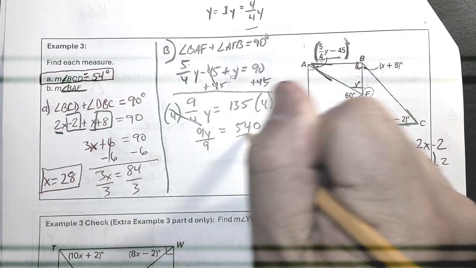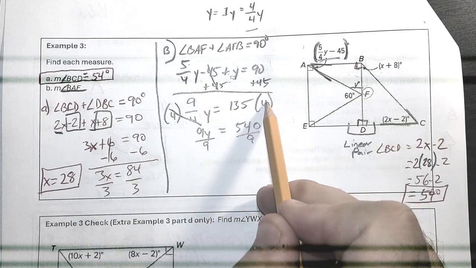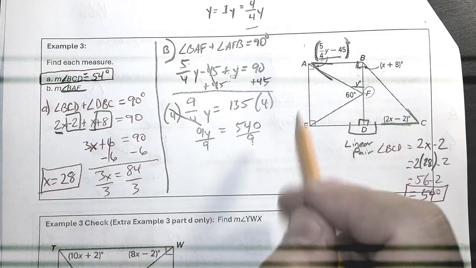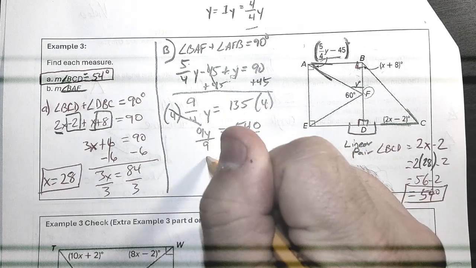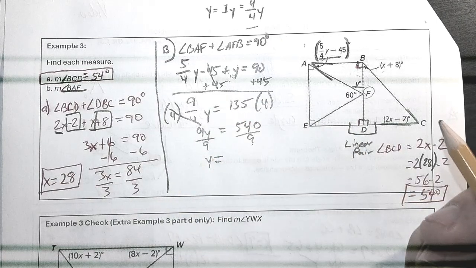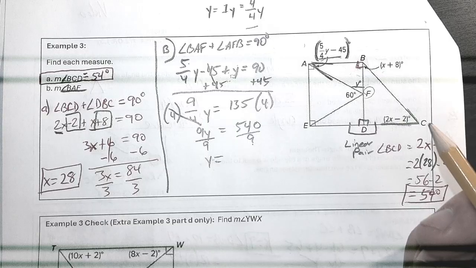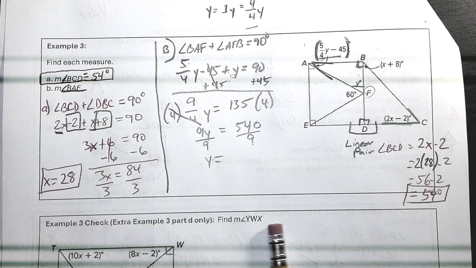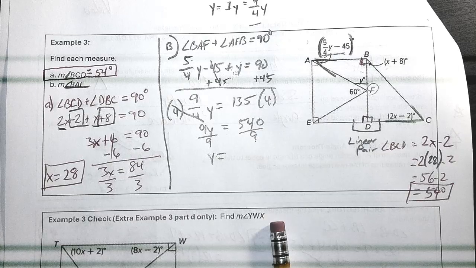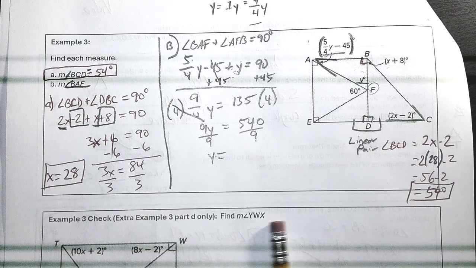Divide both sides by 9. See what you did, multiplied by 4 divided by 9, which is 4 over 9. These cancel. Y equals... hold on 1 second. Oh yeah, y equals 60. Sorry.